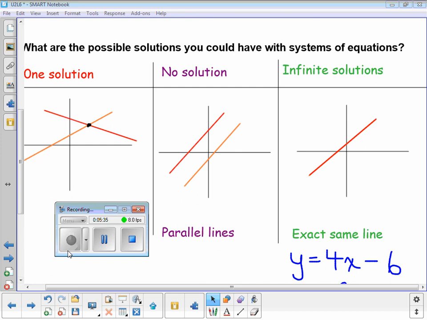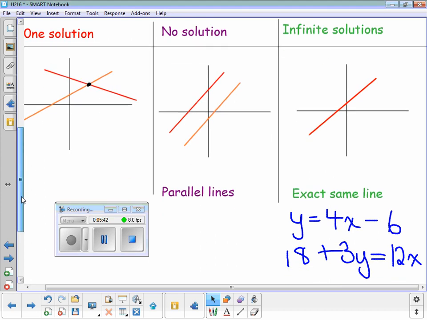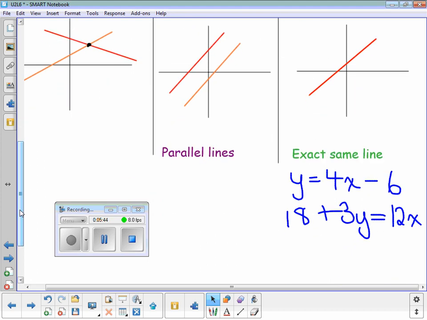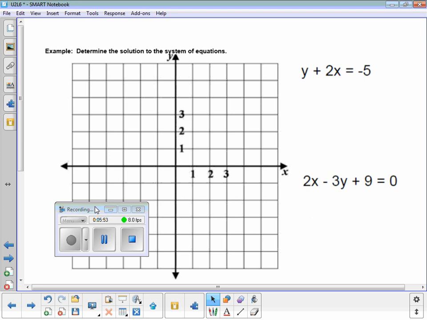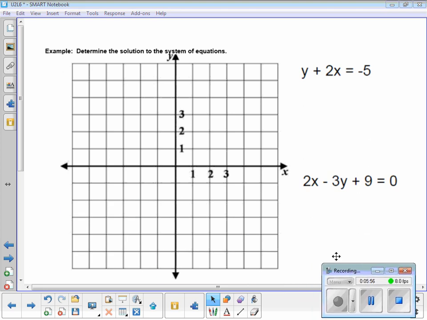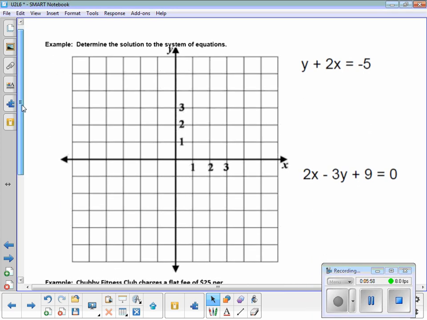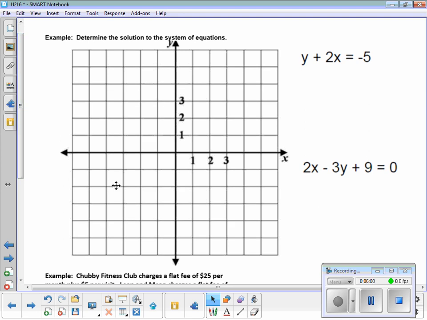So what we're going to do now is one more example. The example that we're going to look at has us graphing two lines and seeing whether they intersect once, whether they're parallel, or whether they're the exact same line. So here we have the two equations I want to look at. It says, first of all, determine the solution to the system of equations. So remember, the solution is a point of intersection.